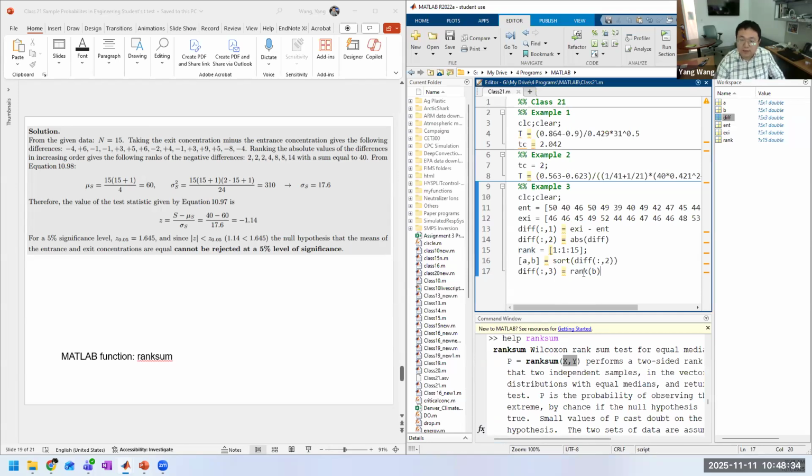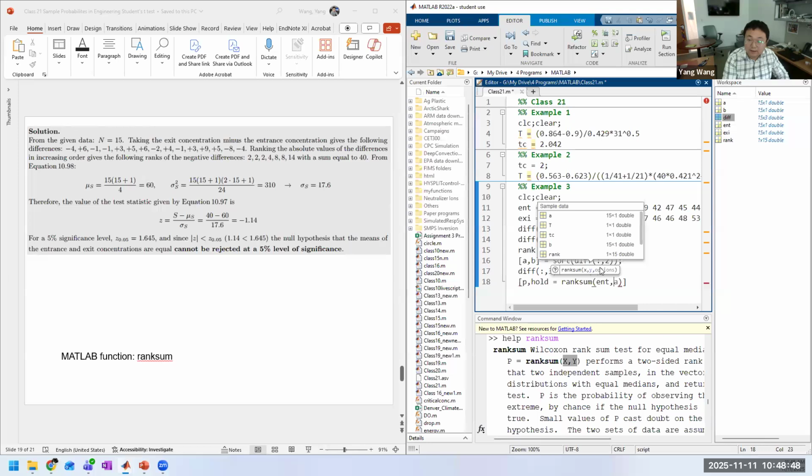So if you want to do that, let's first comment all of these lines. You can just do p, h equals rank sum of entrance and exit.